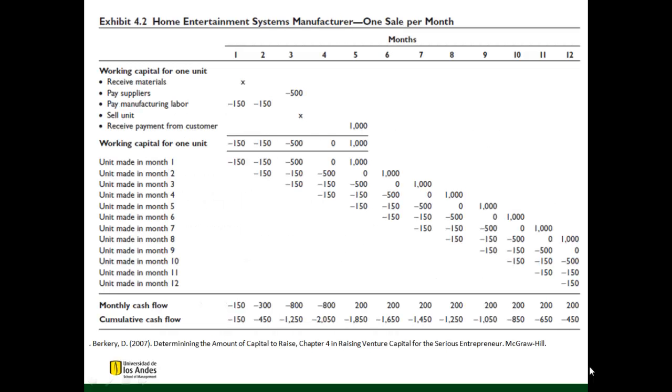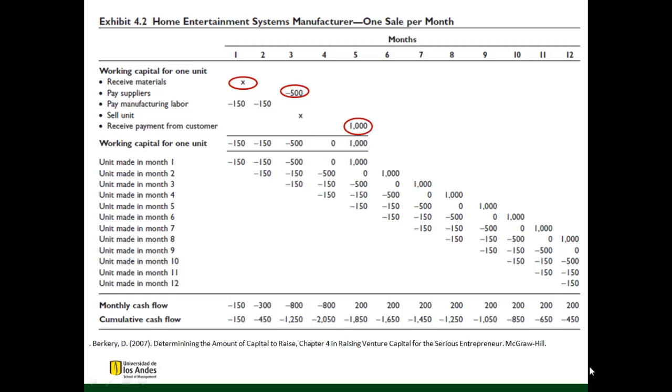Now, this is the outflow. This is taken from the Barringer book. You should go to the book and check for the details, but the essence is here. So let's see how this fits with the conditions that we explained before. First, the firm receives materials in month 1 from suppliers and has to pay for these materials in month 3, as we see in the picture.